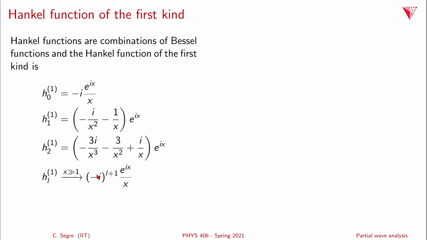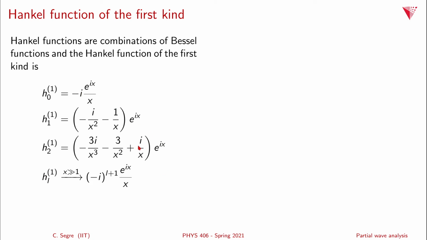And so we can write these in a compact form: when x is much, much greater than 1, the Hankel function of the first kind, sub L, is equal to minus I to the L plus 1 power e to the ix over x. So when L is equal to 0, this gives us to the first power, so we get minus I. When L is equal to 1, you get this squared, which gives us minus 1. When L is equal to 2, you get this to the third power, which gives us plus I.